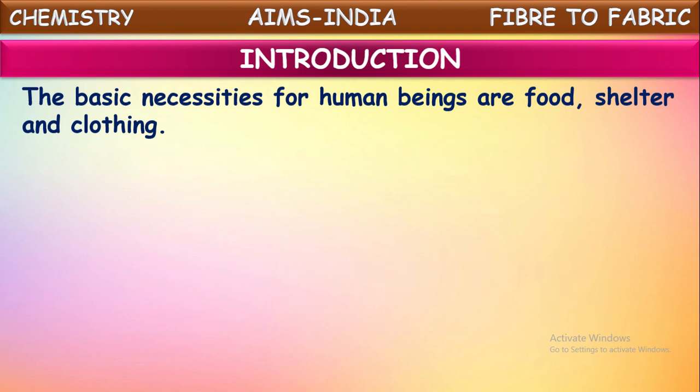As we know, the basic necessities for human beings are food, shelter and clothing, isn't it? These three are the basic necessities for the survival of human beings. Among them, food gives us energy for doing work, so it is a must. And shelter protects us from different natural atmospheric conditions like sunlight, rains, cold. From all these, a shelter protects us.